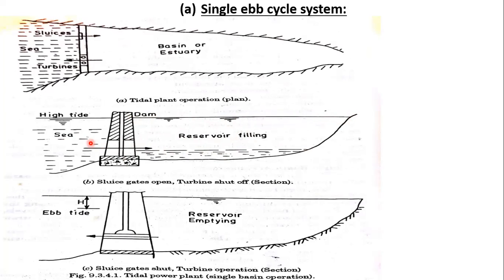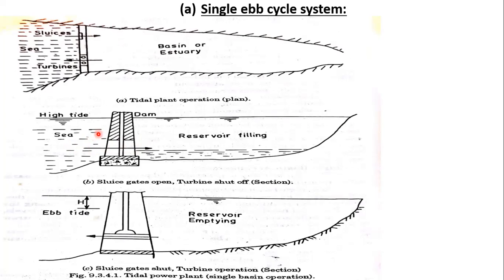So the basin flows over the turbine into the lower sea level. From this, the water from the basin flows back to the sea level. After 2 or 3 hours, after this process is done, when there is sufficient difference between the full reservoir level and the falling tide level, then the turbines are run.